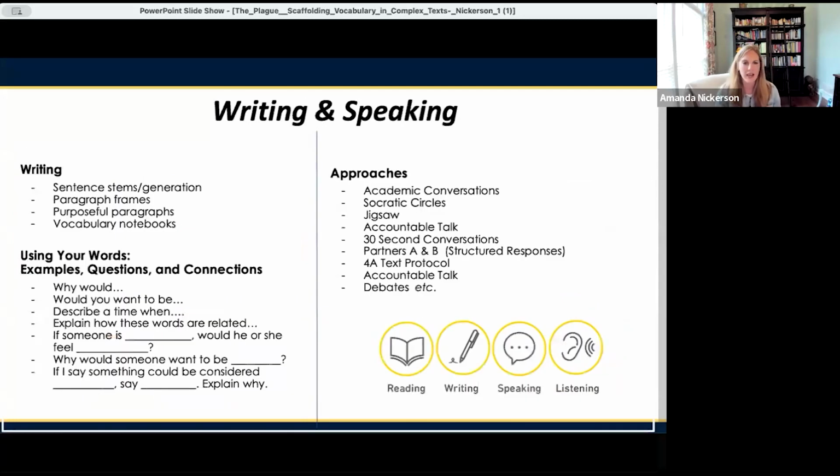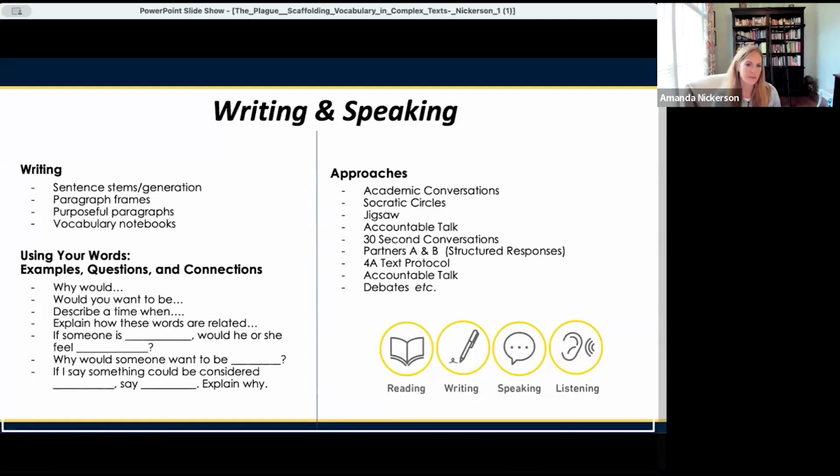And then we want to think about how we incorporate this into our writing and our speaking and listening opportunities, so that we are giving students chances to work and talk with their peers as well. So when we are incorporating vocabulary into writing, we can strategically use some sentence stems, some paragraph frames. We can have them write very purposeful paragraphs that release some of those scaffolds eventually, that put the full burden of writing on our students. We can have them use vocabulary notebooks.